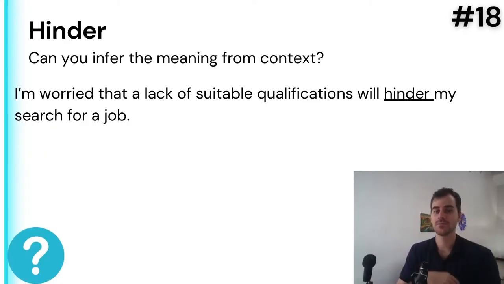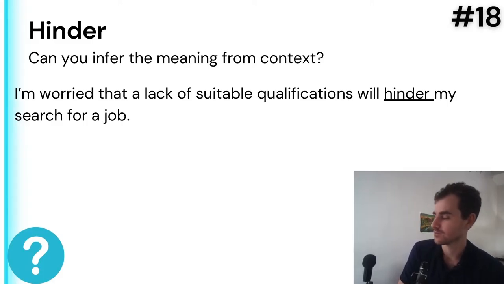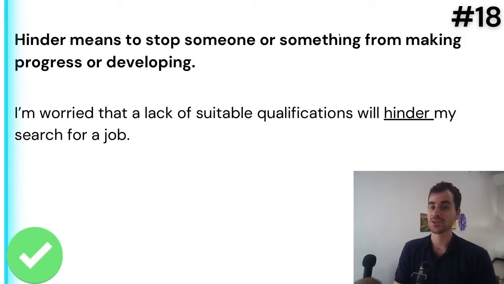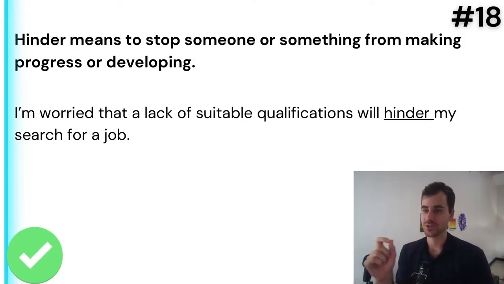Hinder. I'm worried that a lack of suitable qualifications will hinder my search for a job. Hinder my search. So she doesn't have enough qualifications, right? So will that help her chance to get a job or hurt? Yeah, hinder means hurt. To stop someone or something from making progress or developing.